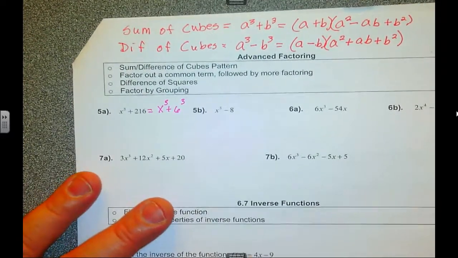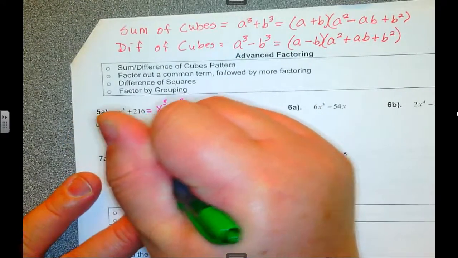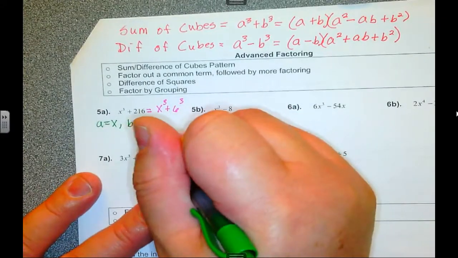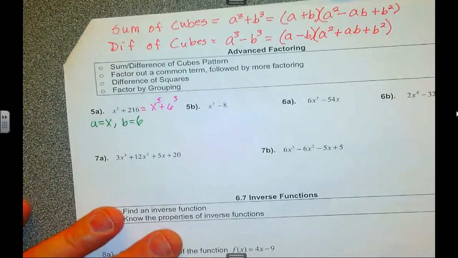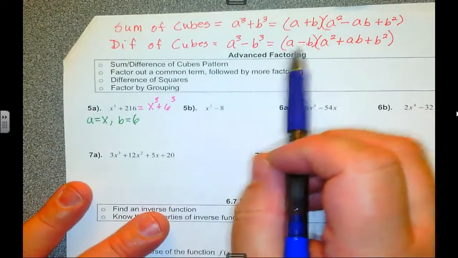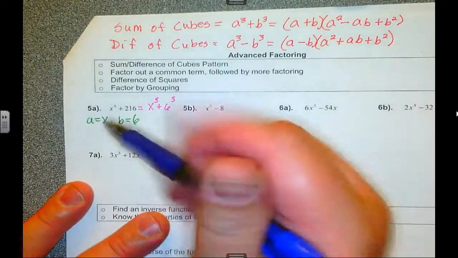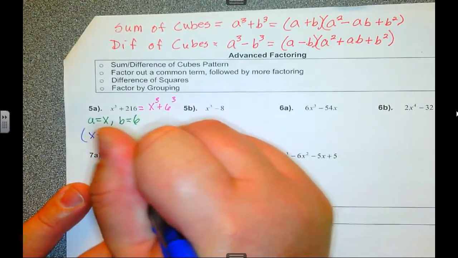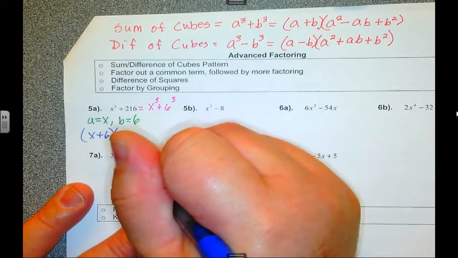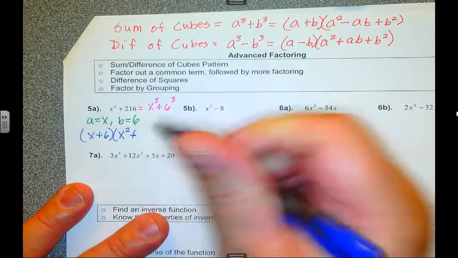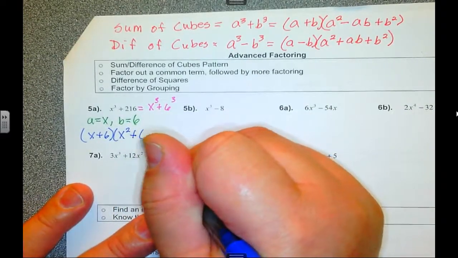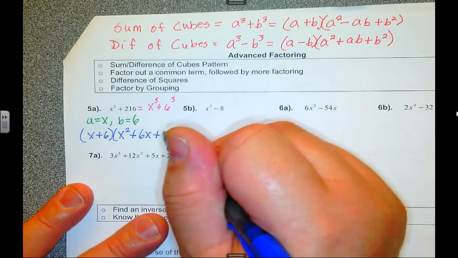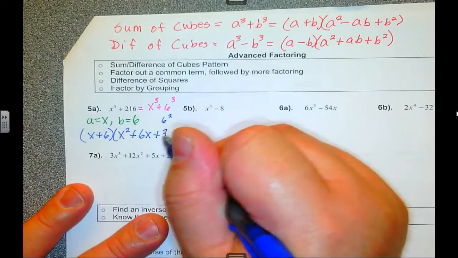So 5a, my a equals x, my b equals the base 6. So following my formula, I have x plus 6 times a squared plus a times b, which is 6x, plus b squared, 6 squared, which is 36.